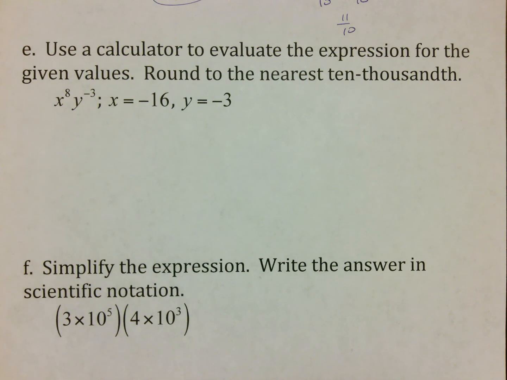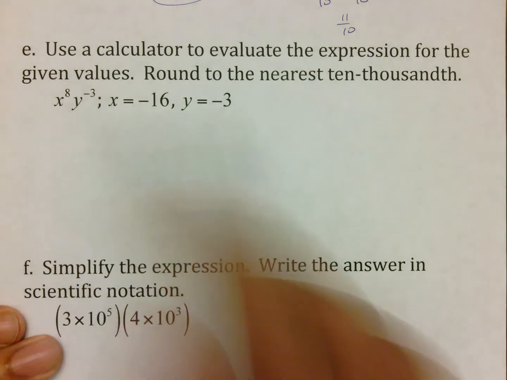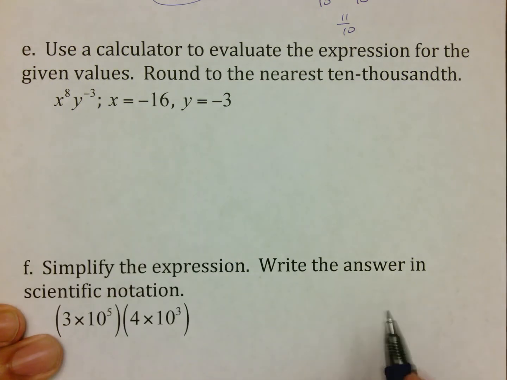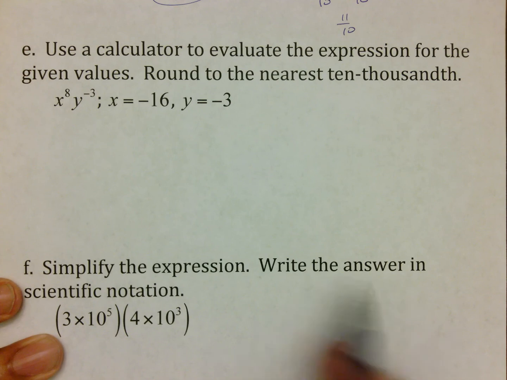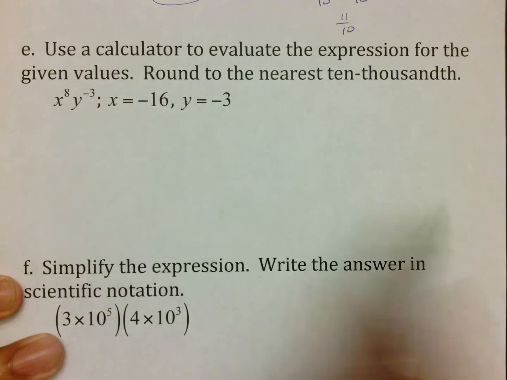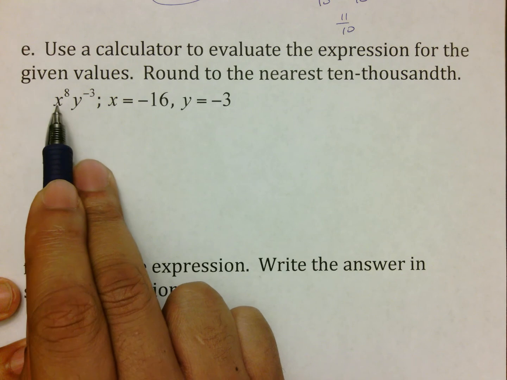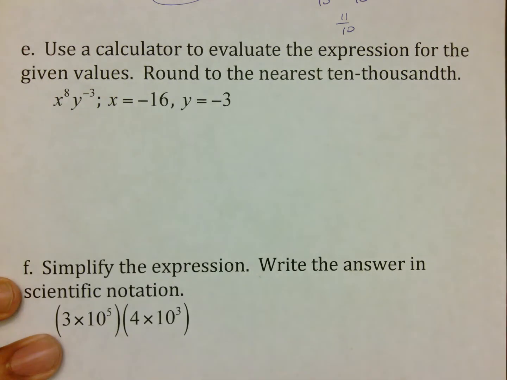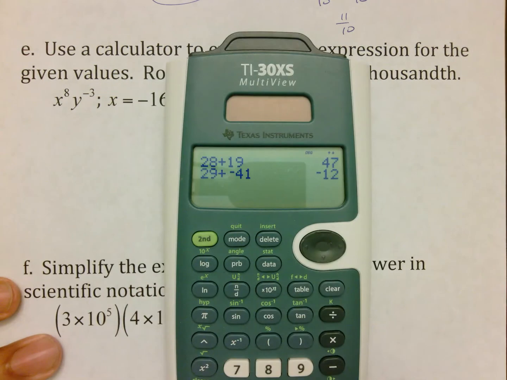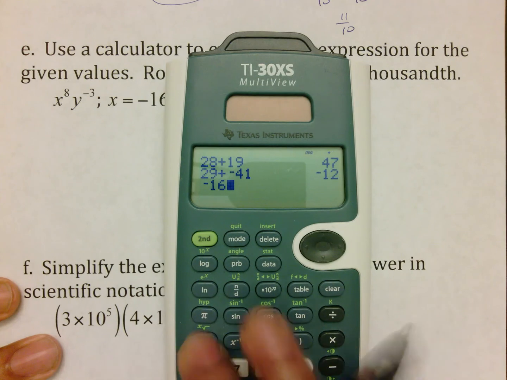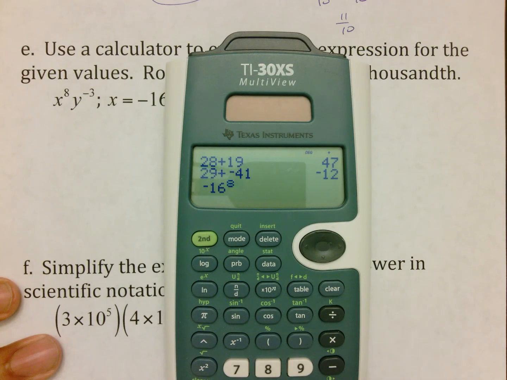E. Use a calculator to evaluate the expression for the given values. Round to the nearest 10,000th. So this here is a pure calculator problem, and I want to make sure we understand what you need to do. Remember, what you've been trained to do is that anytime you're going to use your calculator, actually anytime you substitute in general, that you use parentheses, because what people do in the wrong way is they do something like negative 16 to the 8th, and they type it in this way.